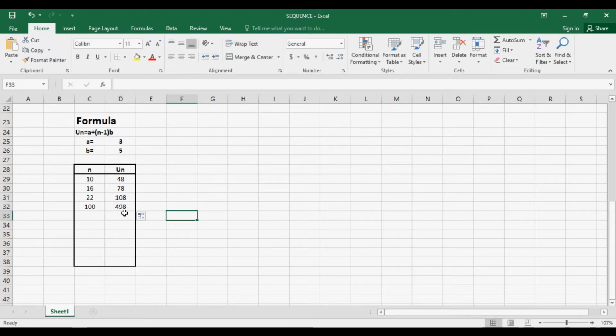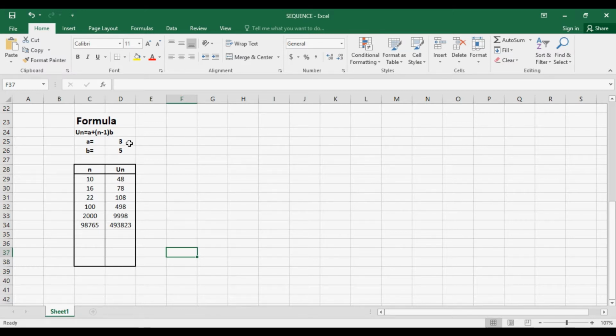Nah, the Un is 40. No, I mean the Un is 498, right here. And when I want to find the Un, when I have n is 2000. Nah, what is the Un? The Un is 9998. Yeah, when I have n is maybe 98765, the Un is 493823, right?